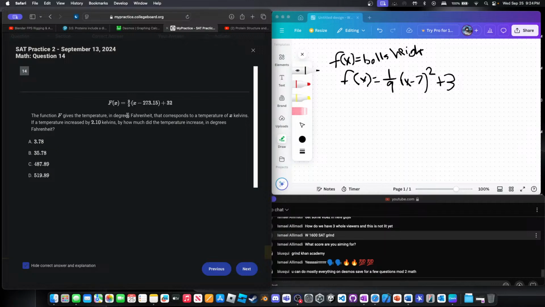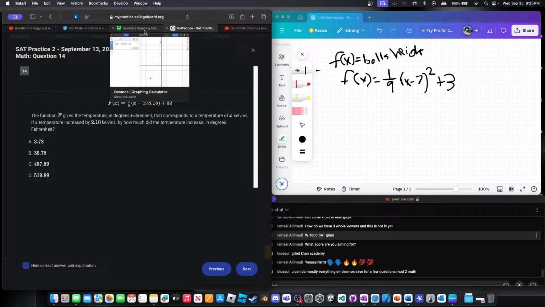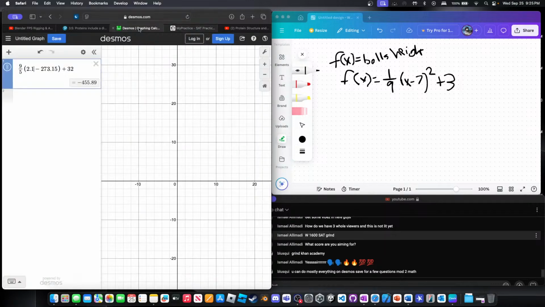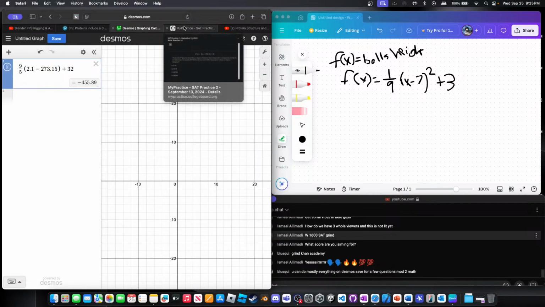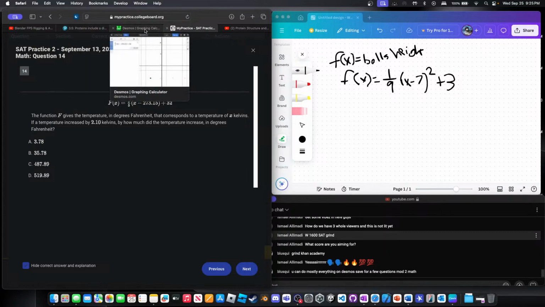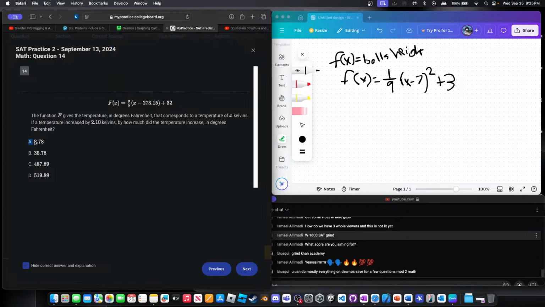F gives the temperature in degrees Fahrenheit. That's weird. That shouldn't be right. No, 2.10 kelvins is really low. Minus 273.15 equals 32. Are you guys seeing anything? Hello? So I am so confused. The answer is A, 3.78. What?